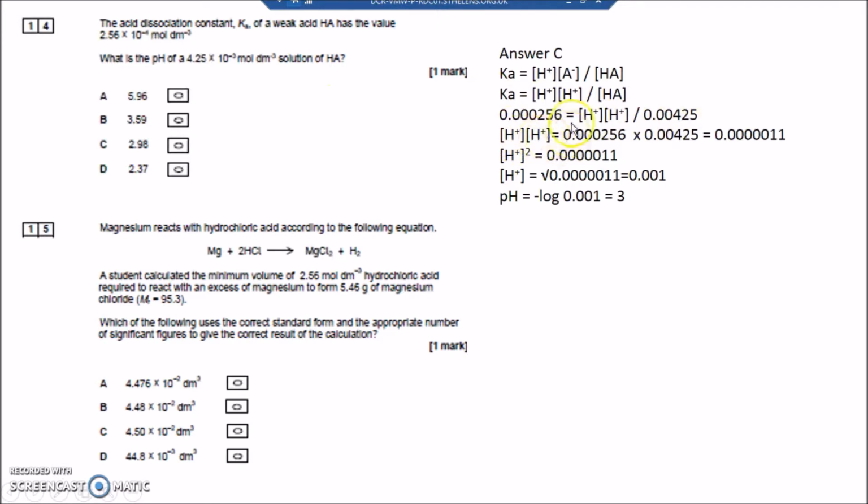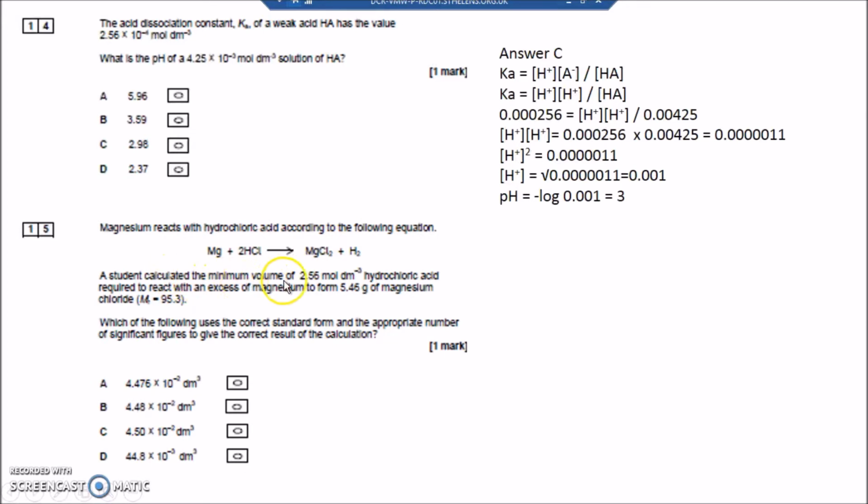So H plus multiplied by H plus, these two values multiplied together, is 0.000011. So H plus squared is this value. Square root it, 0.001 is the value of H plus, minus log to the base 10 of it to get the pH. It's 3. C is the closest. Answer C.